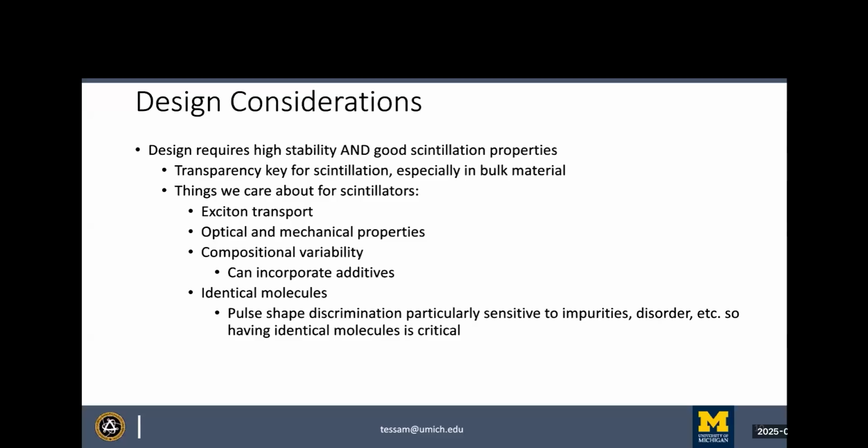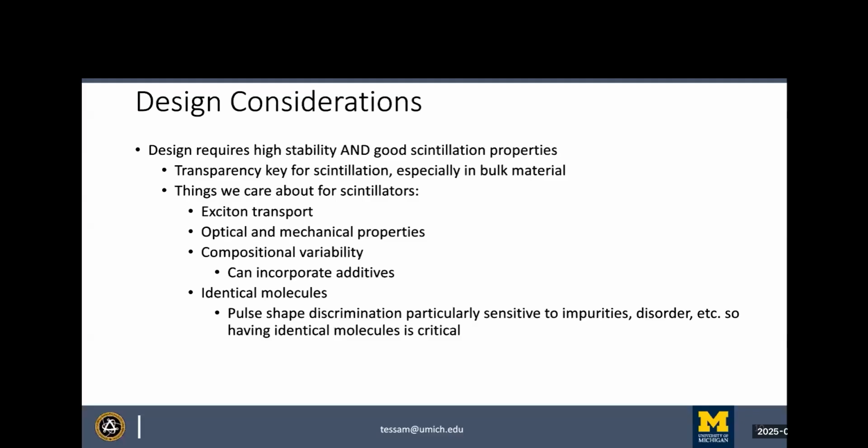So in designing glasses, we need to have high stability and good scintillation properties. Transparency is the key, especially in bulk materials. We also care about exciton transport. This is directly related to transparency, as the scintillation light is related to electron yield and electron hole transport.